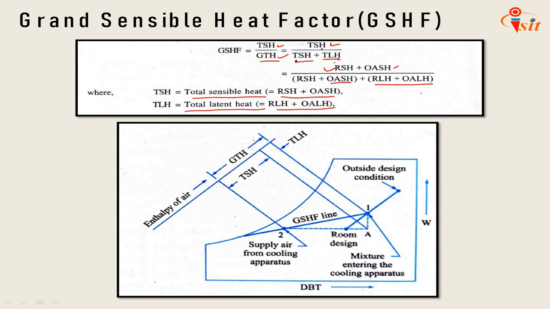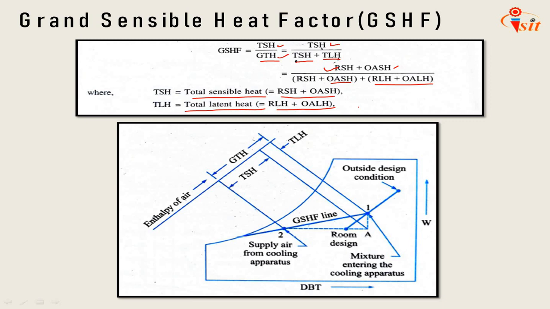Now OASH is calculated by the derivation, and we know the formula for it: 0.02044 V1 (TB1 minus TB2), in terms of kilowatt. OALH is calculated by 50 V1 (W1 minus W2). So overall OATH is calculated by 0.02 V1 (H1 minus H2). So these are the formulas which will give the outside air conditions.